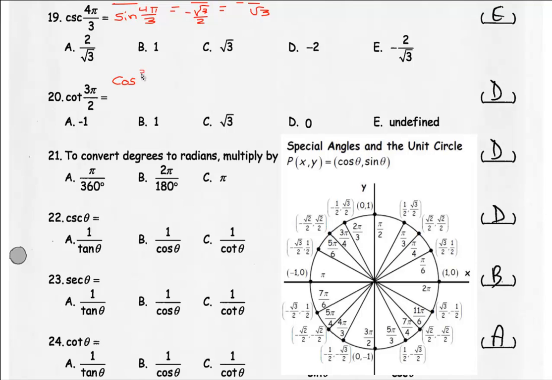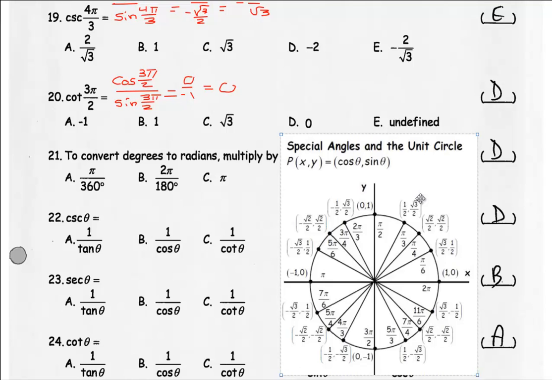So if we find the cos of 3 pi over 2, the angle, and divide that by the sine of 3 pi over 2. So the 3 pi over 2 angle is right here. The sine is negative 1, the cos is 0. So it would be 0 divided by negative 1, which of course is 0. So that's why D is the correct answer for number 20.